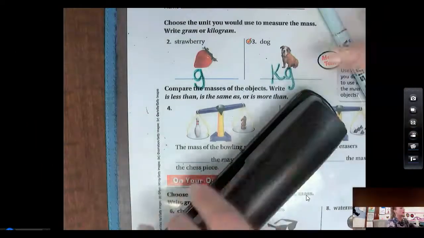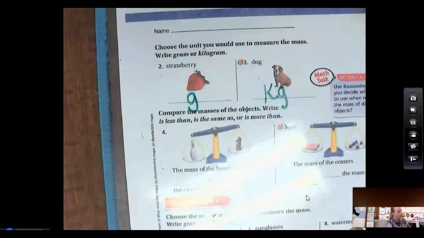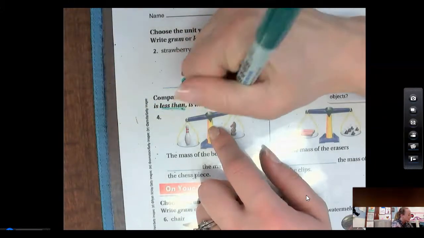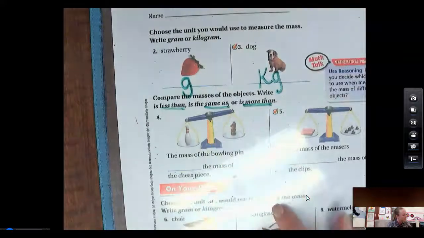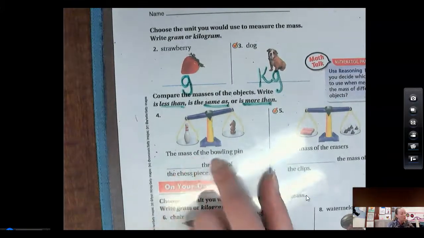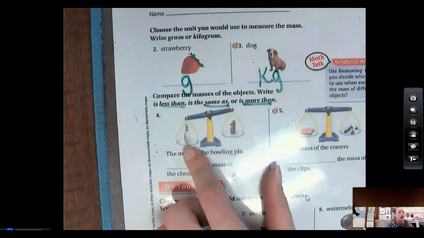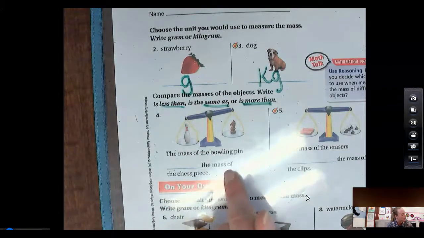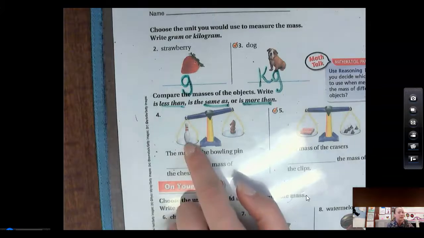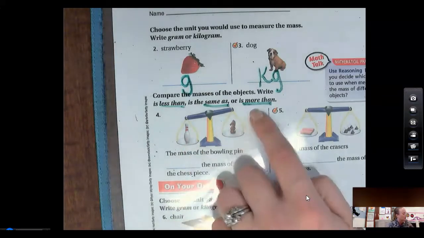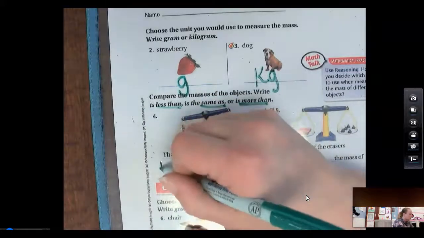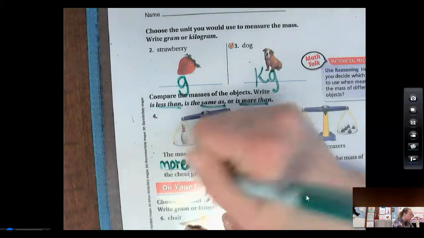All right, let's go ahead and look at our paper. We are to write the words less than, same as, or more than. Let's read. The mass of the bowling pin. So look at the bowling pin. Is the bowling pin down or up? The bowling pin is down. The mass of the chess piece. So because the bowling pin is down, that means it weighs more than. So we must write the words more than.